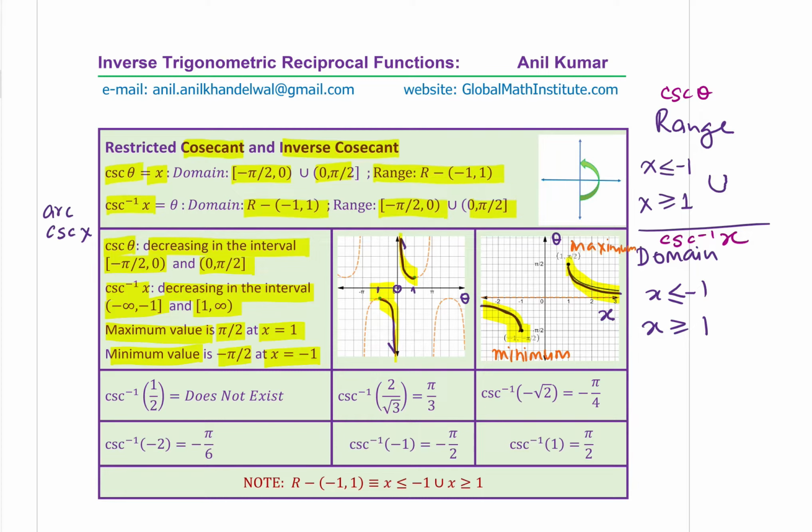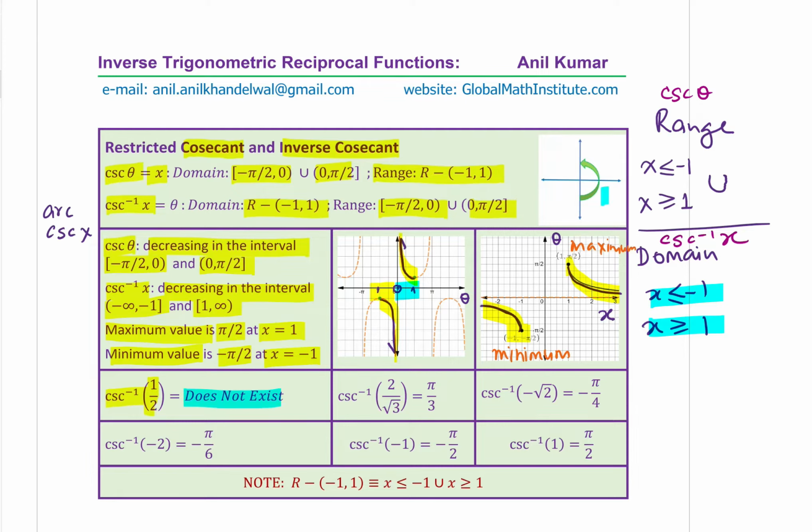So the very first one here is, what is cosecant inverse of half? Well, half is somewhere in between, right? Between plus and minus 1, and therefore it does not exist, since the domain of the inverse function is all real numbers except for the numbers between minus 1 and 1.